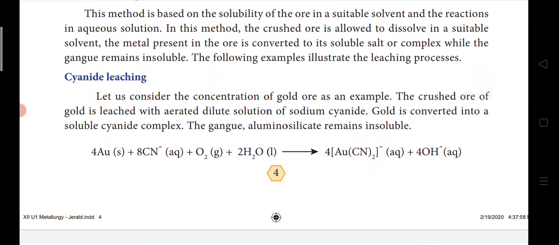And then we need to follow these steps. First, cyanide leaching. This cyanide leaching is mainly for the concentration of gold ore. So to separate gold from the ore, we can follow this cyanide leaching.